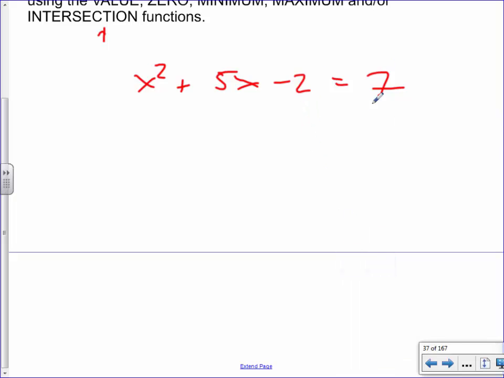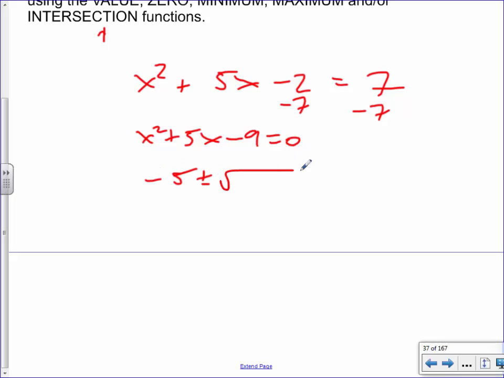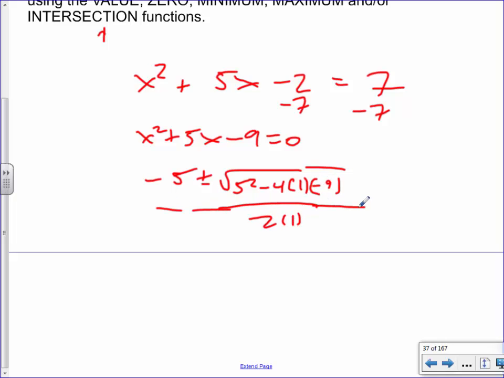Do you guys remember? Okay, pull the 7 onto the other side, so you'd have x squared plus 5x minus 9 equals 0. So it'd be negative 5 plus or minus the square root of 5 squared minus 4 times 1 times negative 9, all over 2 times 1. So I just want to remind you of this. They throw the quadratic formula on your data sheet. As a teacher, I take that as it could happen.